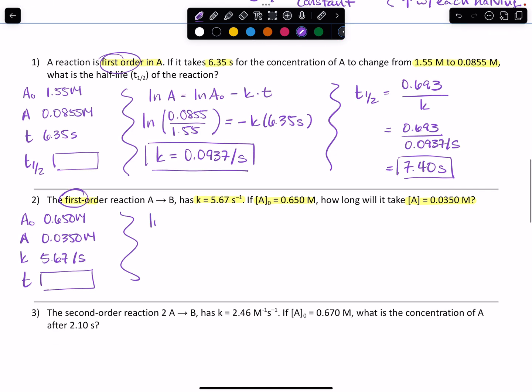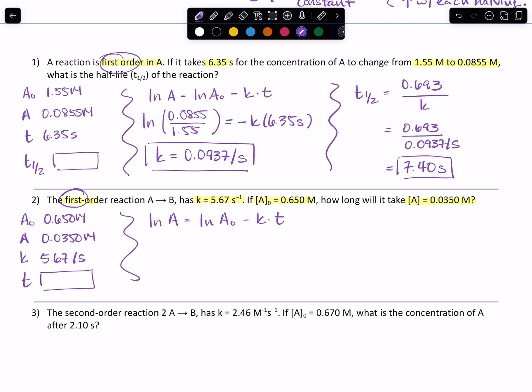All right, so again, I'll use my natural log formula. Now, you may be saying to yourself, well, do I need to memorize these formulas? And the answer is no. They will be on your reference sheet. However, you do have to remember which one is 0, first, and second. That is not listed on there.